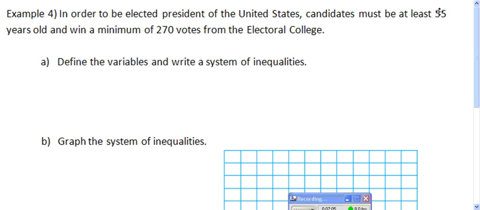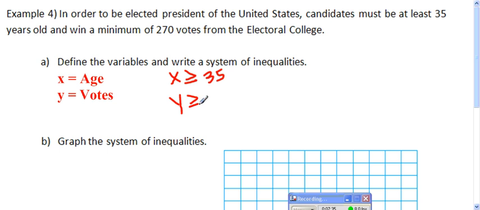I'm going to say, using this, that 35 is talking about an age, so that'll be x. And 270, since that was second, I'm going to say that that is my y, so my y value is talking about the votes. So x is age, y is votes. Your age, x, has to be greater than or equal to 35 in order to be the president. Y, your votes, have to be greater than or equal to 270, according to our scenario above here. So now you have your 2 inequalities. Now you need to graph both.